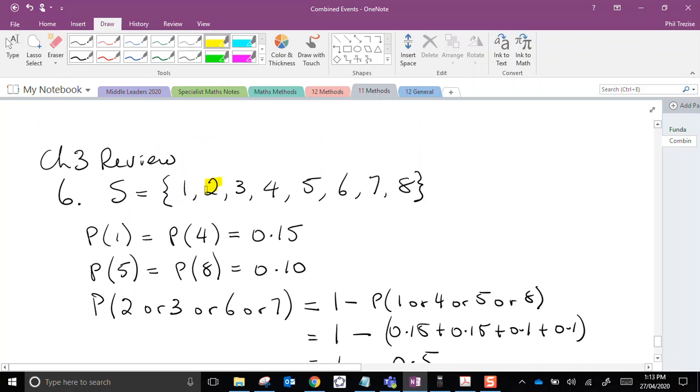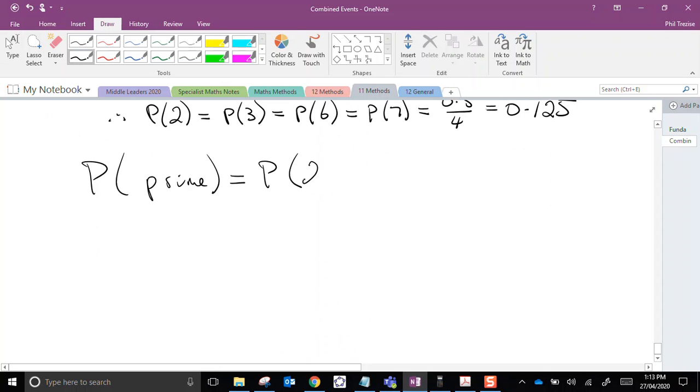2 is a prime number. 3 is a prime number. 4 is not a prime number, it divides by 2. 5 is a prime number. 6 is not prime, it divides by 2. It also divides by 3. 7 is prime. 8 is not prime. So I want the chances of a 2 or a 3 or a 5 or a 7. Let me write that down. Chance of 2 or 3 or 5 or 7.